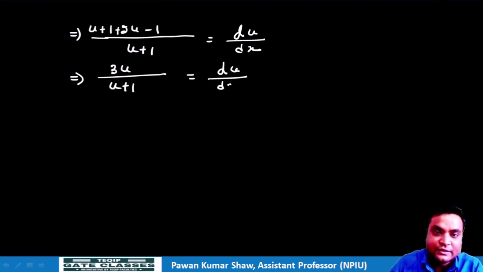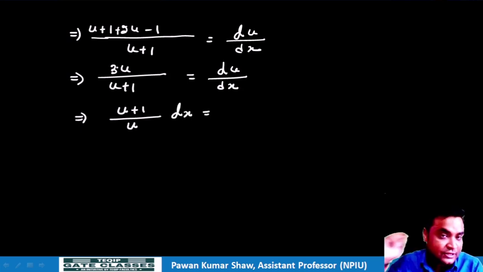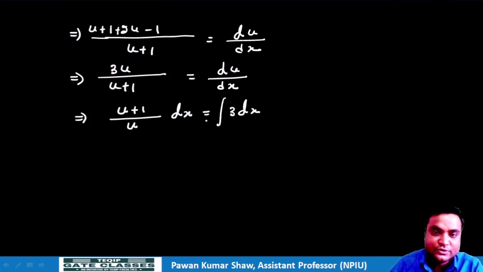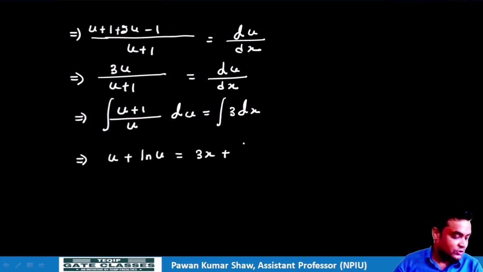Now we can separate x and y, so that we can write u plus 1 divided by u du, and we can take the constant 3 with dx, so that will be 3 dx. After that we can take the integration. So we are getting 1 plus 1 by u du, so u plus log of u is equal to 3x plus some constant, and we are assuming that the constant is c.